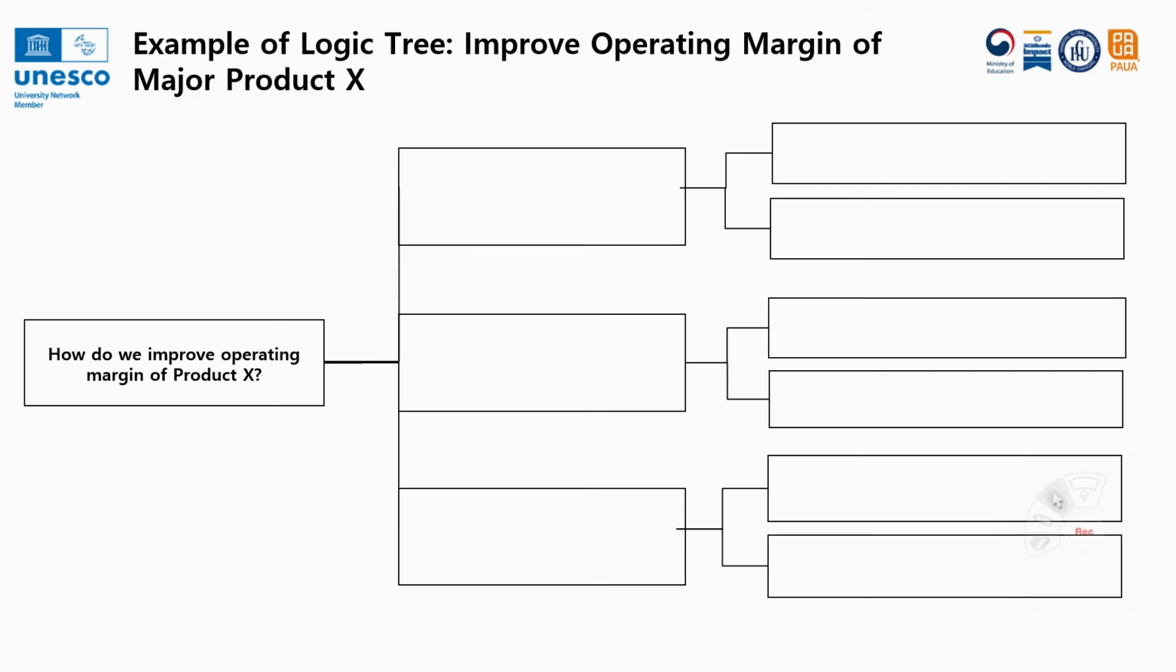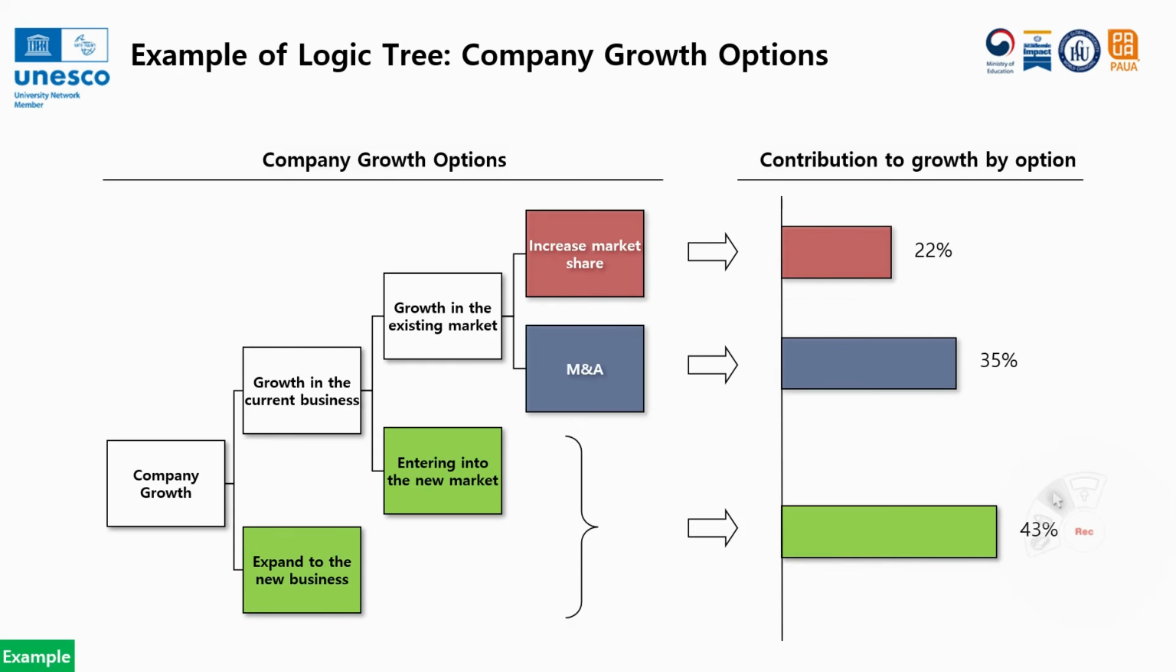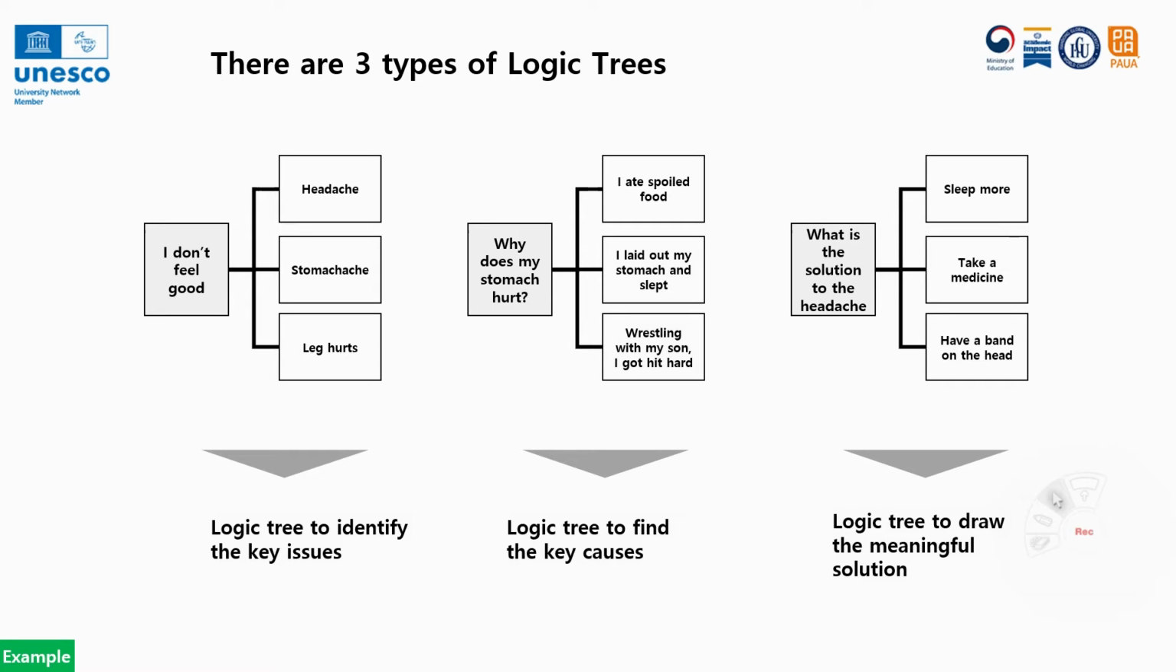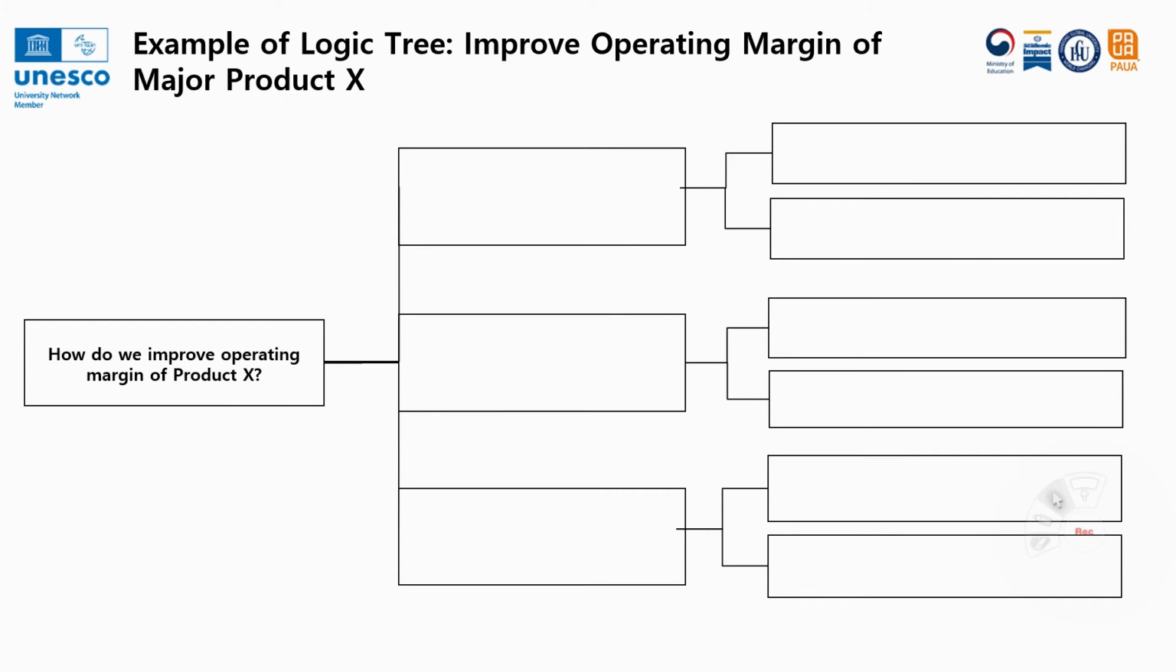Okay? So this is a kind of logic tree to draw the meaningful solutions. Okay? What could be the potential solutions of improving the operating margin of product X? Think about it.